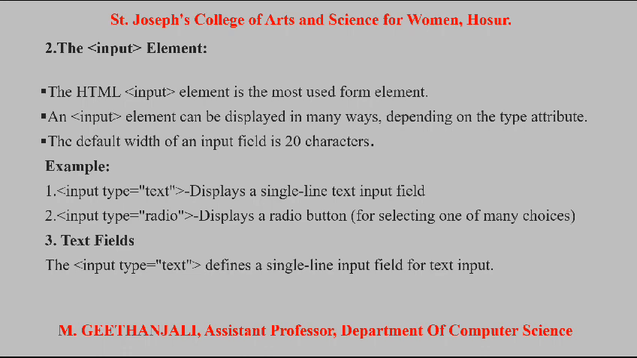Here the example is input type equal to text, which displays a single line text field as an input. And input type equal to radio displays the radio button. You are going to select any one from many choices. And the third one is text fields. Here input type equal to text defines a single line input field for text input. For example, if you are giving first name, last name or phone number, you have to use input type equal to text.